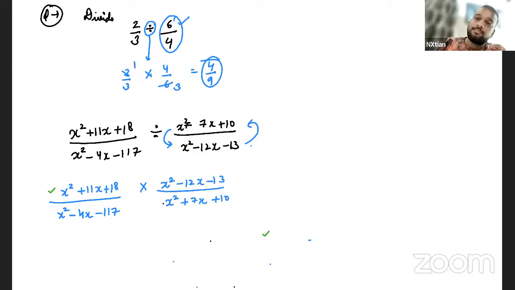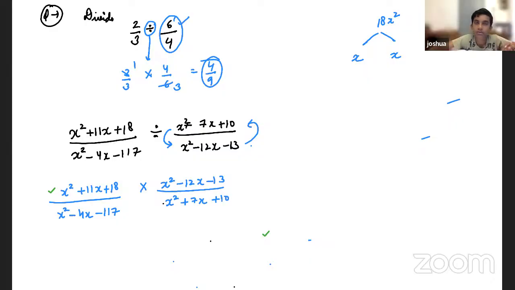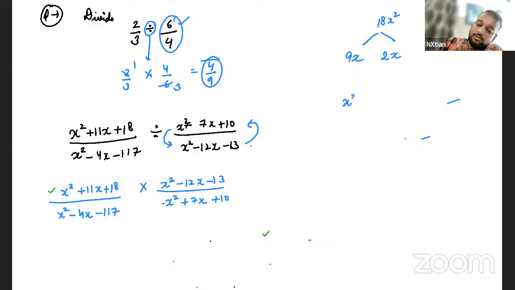You have to take the 18 and multiply by the x square. Write at the side, then write x there and x. 9 and 9 make 18, very good. So it will become like this: x square plus 9x. Now instead of 11x, you got two terms like this.